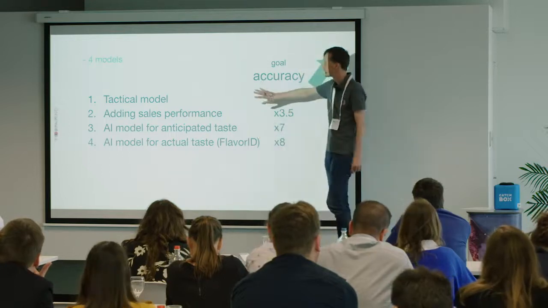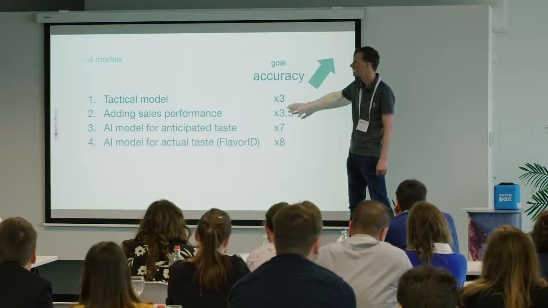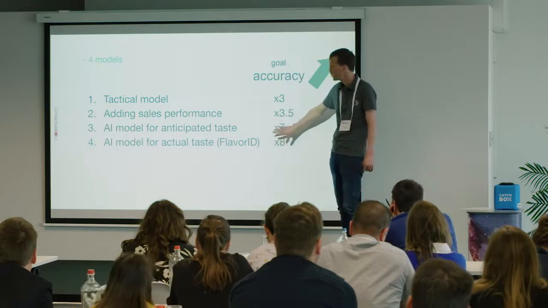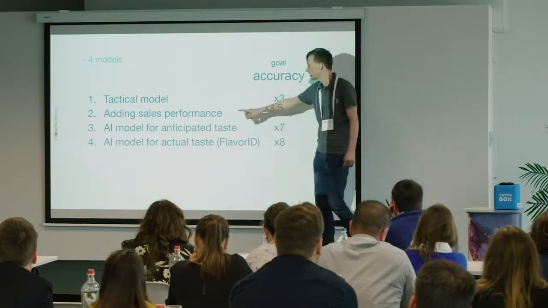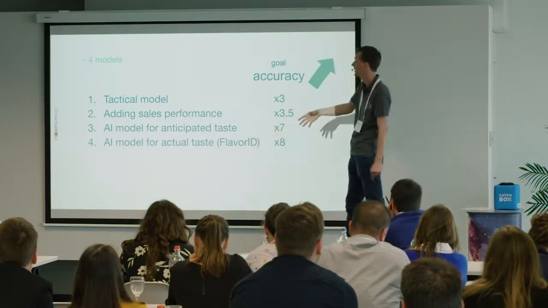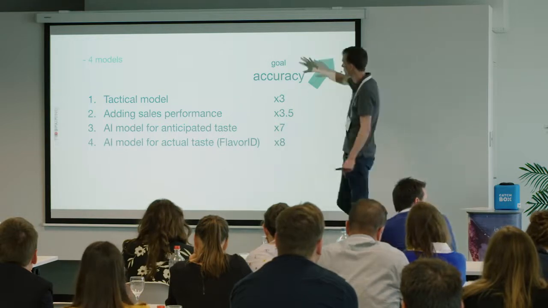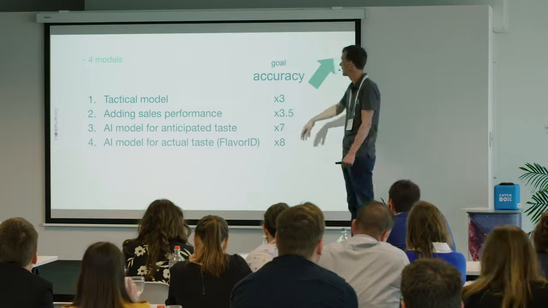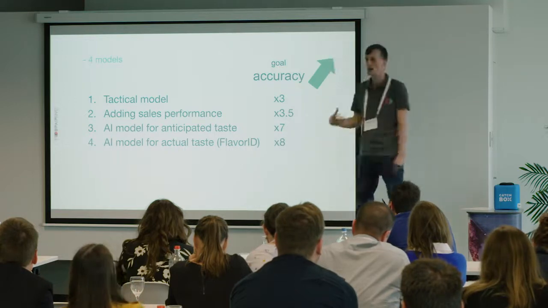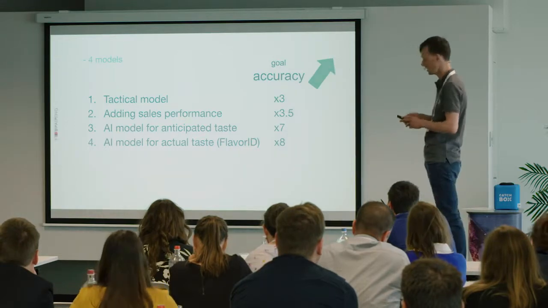So those are the four models. We have a basic tactical model. We have a model where we add sales performance data on top of it. Then we have two machine learning models, where we train a model to predict the anticipated taste, and a model to also add the actual taste, which is based on the flavor ID. So these are the goals that we set. We are not there yet, but the ambition is to have 3 to 8 times more accurate predictions compared to the standard methods on the market.